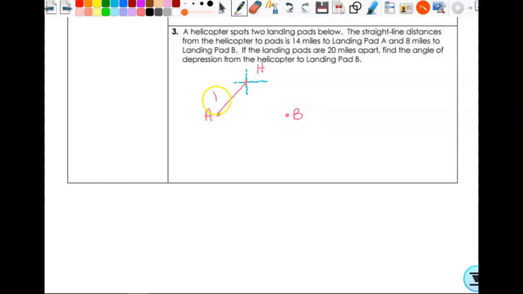So this is 14. This is 8. My picture's clearly not to scale. It's really fine. They are 20 miles apart. Okay. And I want the angle of depression from the helicopter to landing pad A. Angle of depression has to be measured from a horizontal.